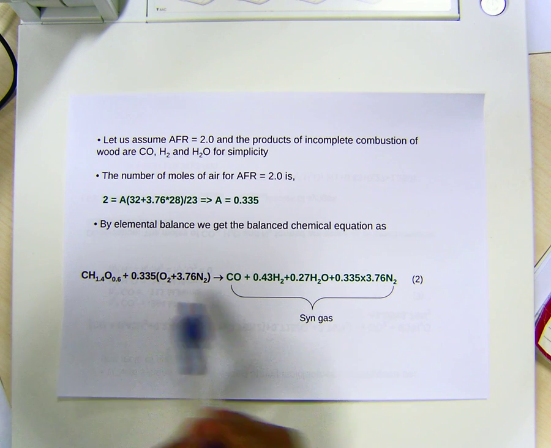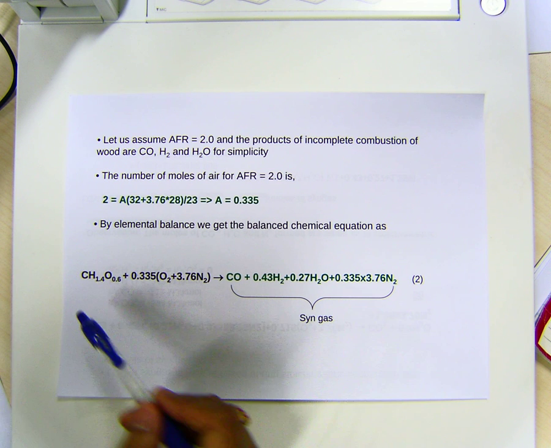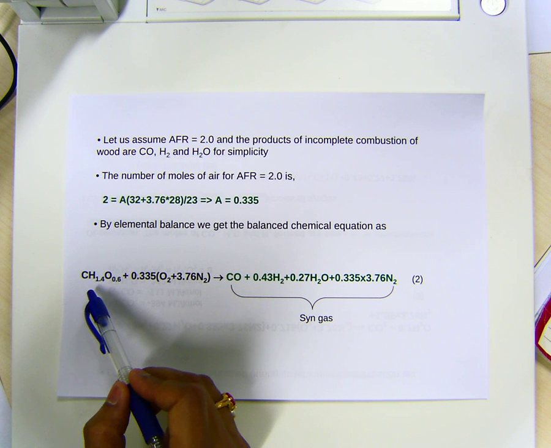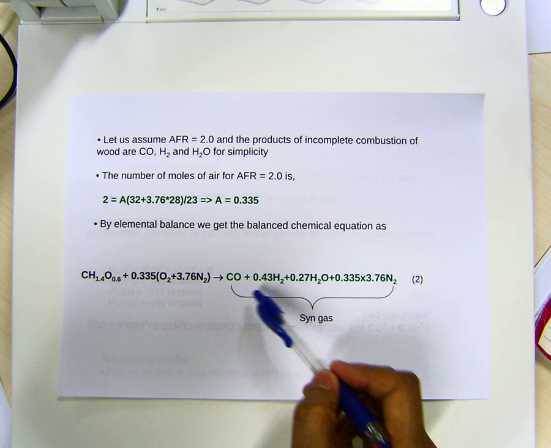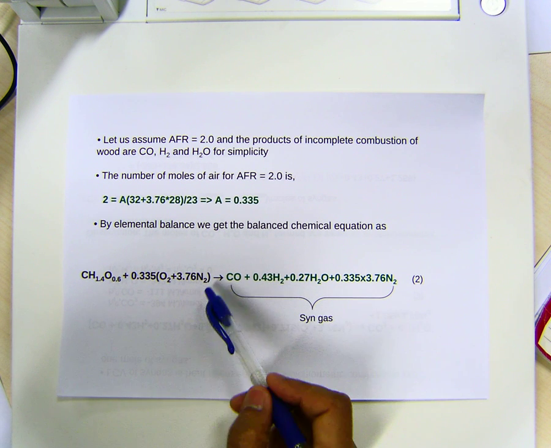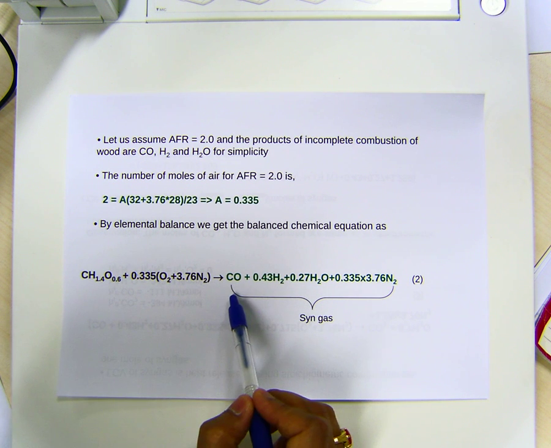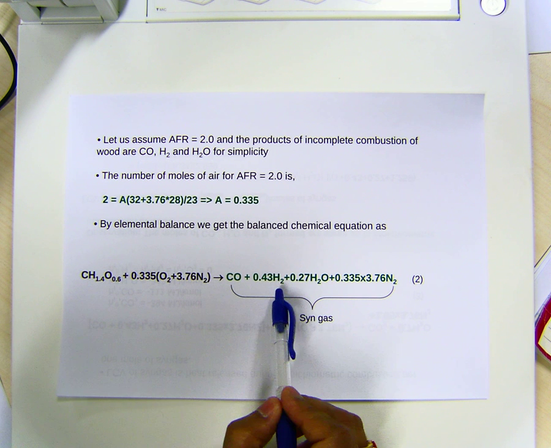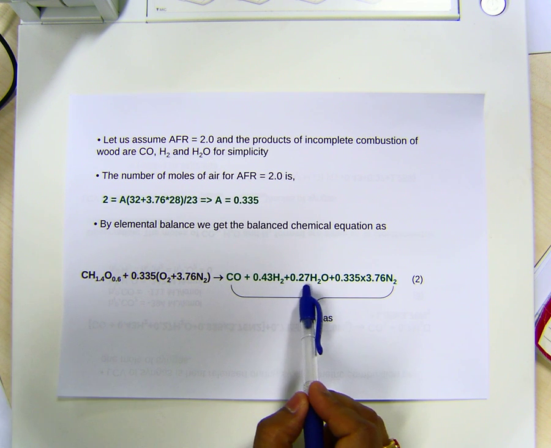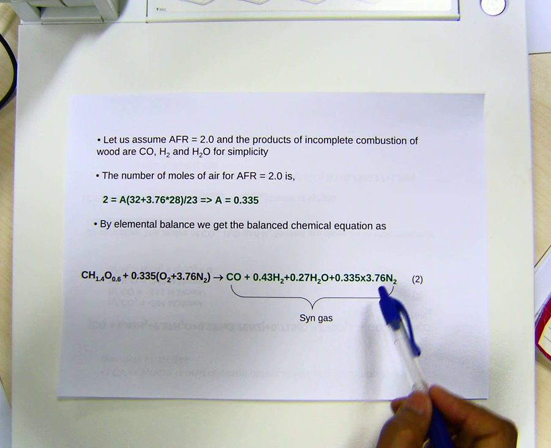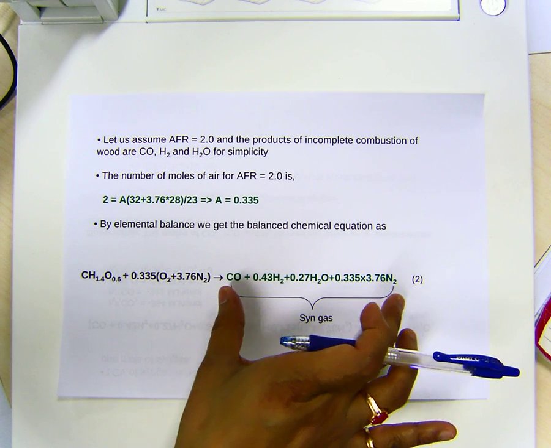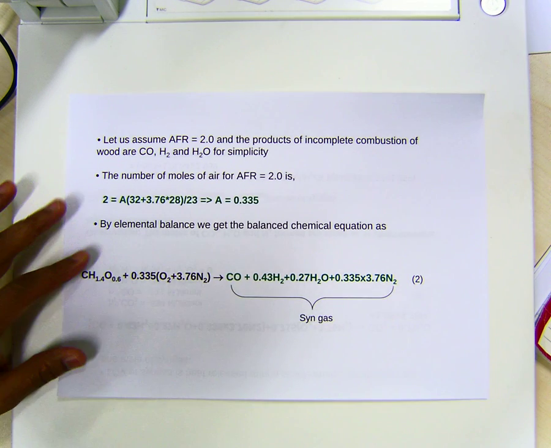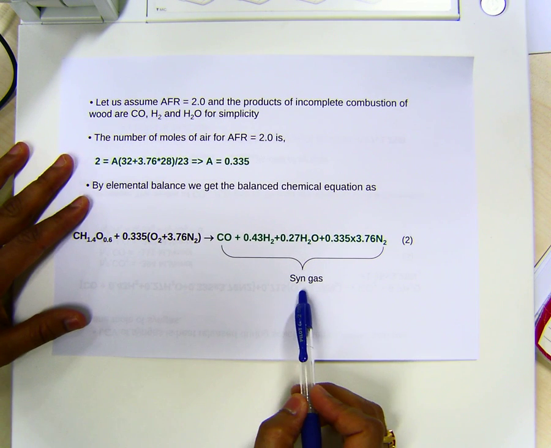But of course, as there are three unknowns, by elemental balance with respect to carbon, hydrogen, and oxygen, we'll get three equations, and we can find out the three unknowns. So by doing that, we get 1 mole of carbon monoxide, 0.43 moles of hydrogen, and of course 0.27 moles of water, H2O, and inert nitrogen also forms. This entire gas mixture is called syngas.